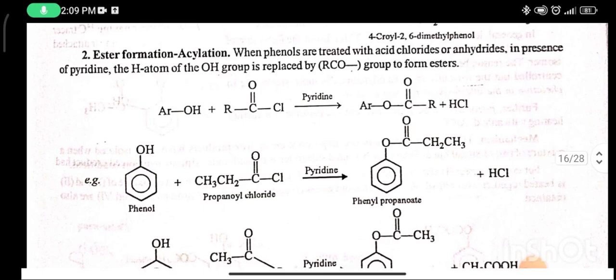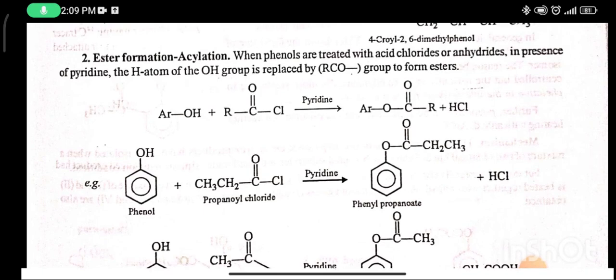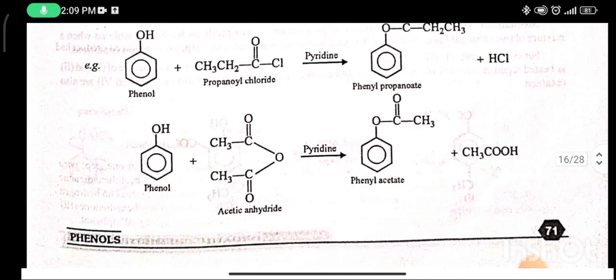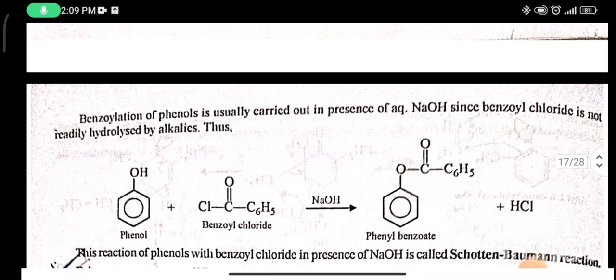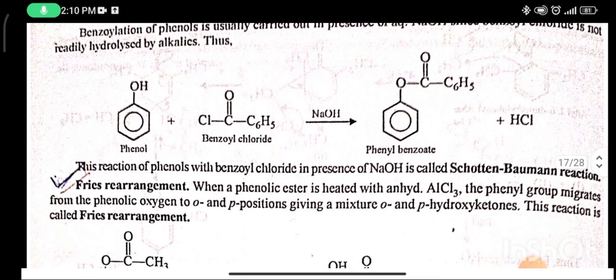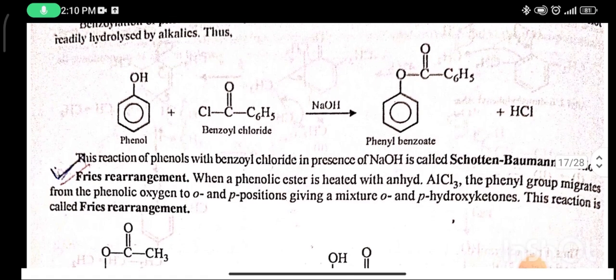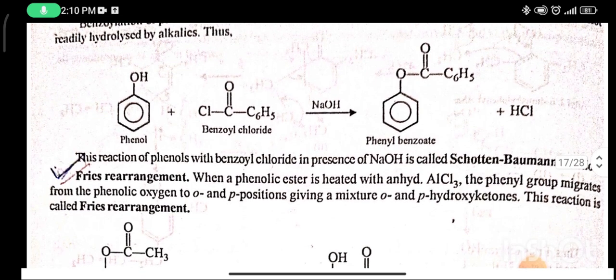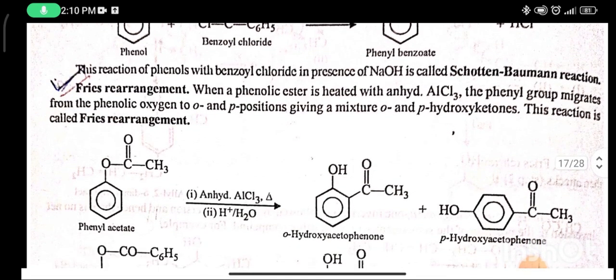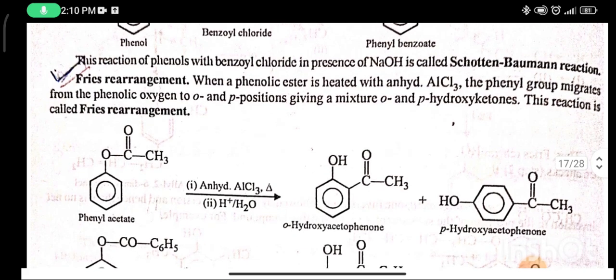For example, here phenol reacts with propanoyl chloride in presence of pyridine to give phenyl propanoate plus HCl. Phenol again reacts with acetic anhydride in presence of pyridine to give phenyl acetate plus CH3COOH, acetic acid. Benzoylation of phenols is usually carried out in the presence of aqueous NaOH since benzoyl chloride is not readily hydrolyzed by alkali. Thus, phenol reacts with benzoyl chloride in presence of NaOH to give phenyl benzoate plus HCl. This reaction of phenol with benzoyl chloride in presence of NaOH is called the Schotten-Baumann reaction.